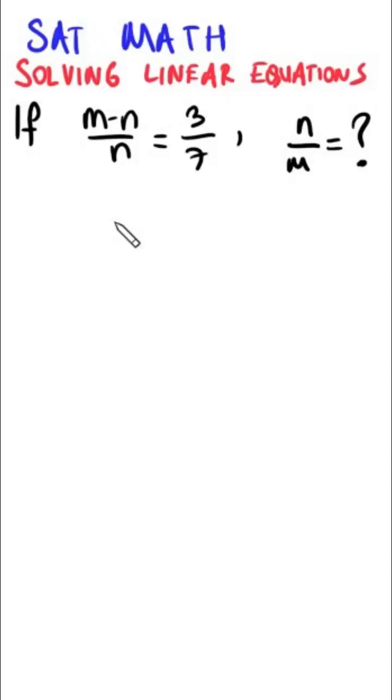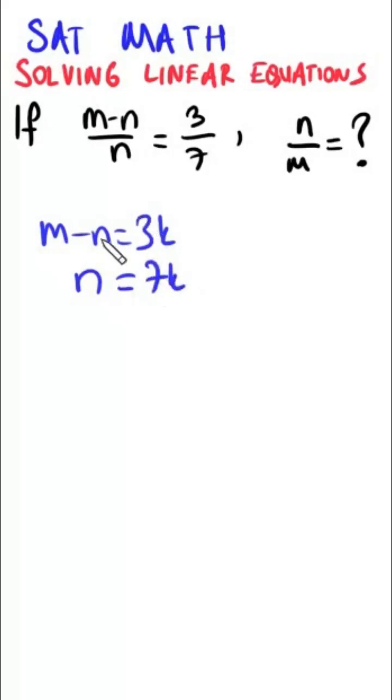If (m minus n) divided by n is equal to 3 over 7, then what is the value of n divided by m? So in this equation, we can say that m minus n equals 3k and n equals 7k. So in this case, (m minus n) divided by n is still 3 over 7. So now, if n equals 7k, then m is going to be 10k.